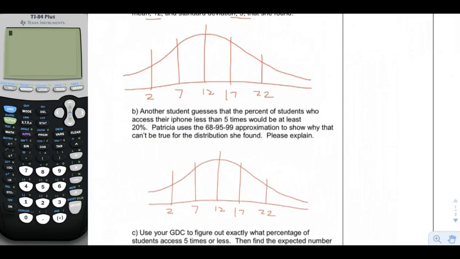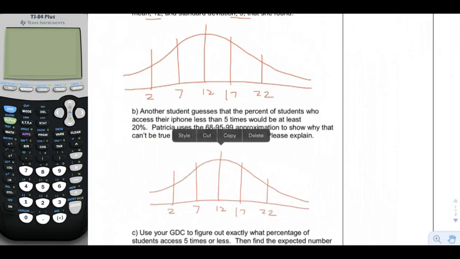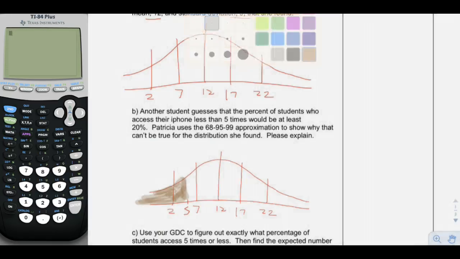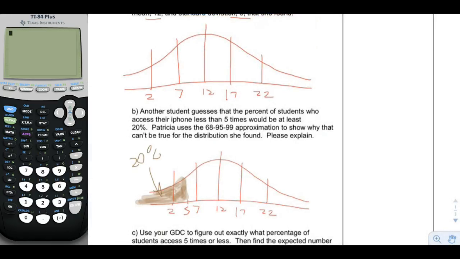Okay, and then we're going to say, somebody said that this percentage of people, the people that are down here, who guessed less than 5, or who accessed their phone less than 5 times, is 20%. So let's see, what do you think of that estimate? This person said that this brown area is 20%. Does that look like 20%? Yeah, it could be 20%.